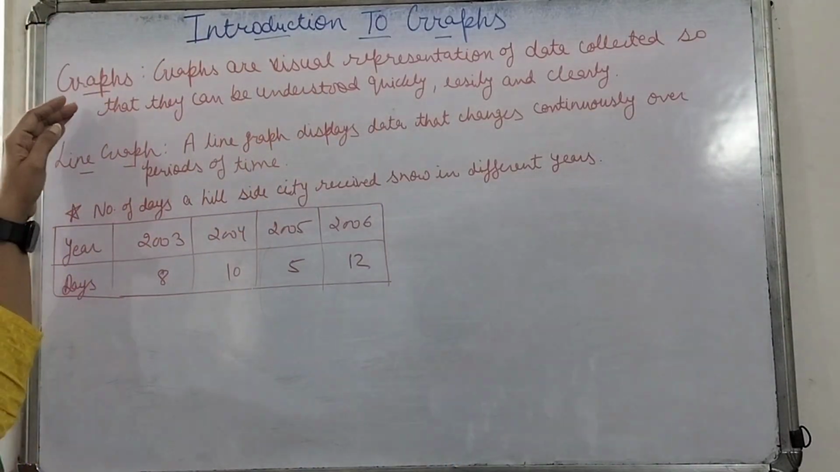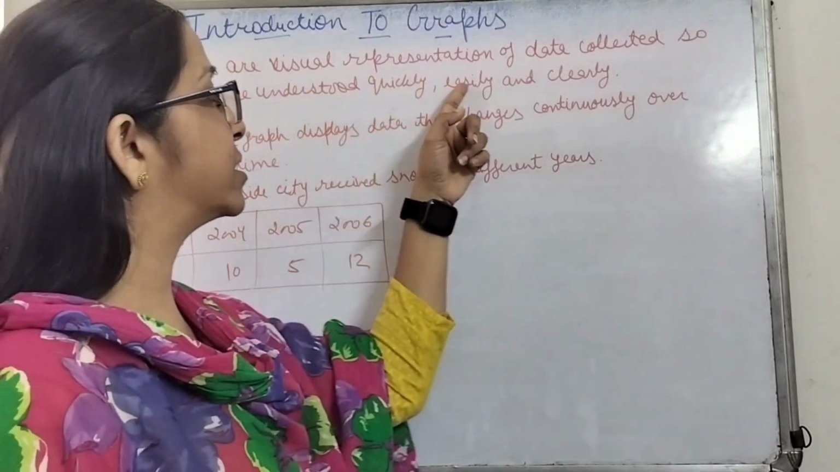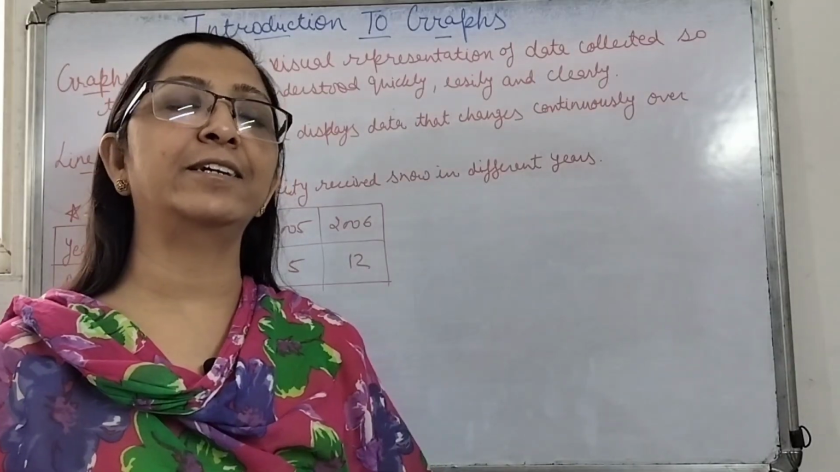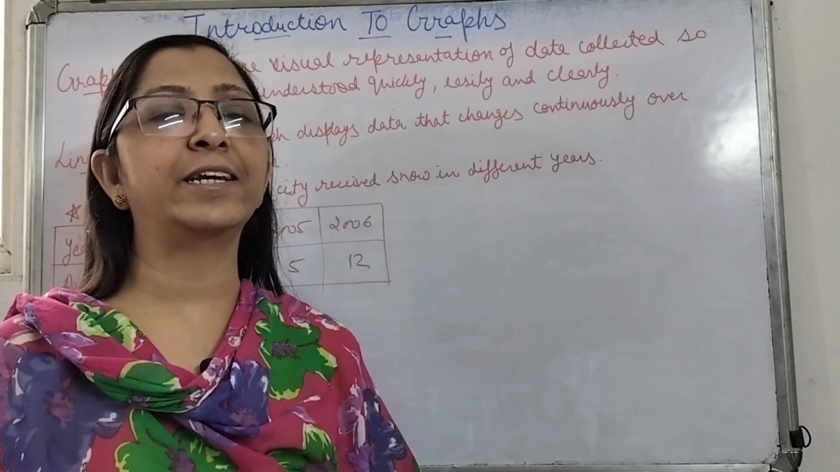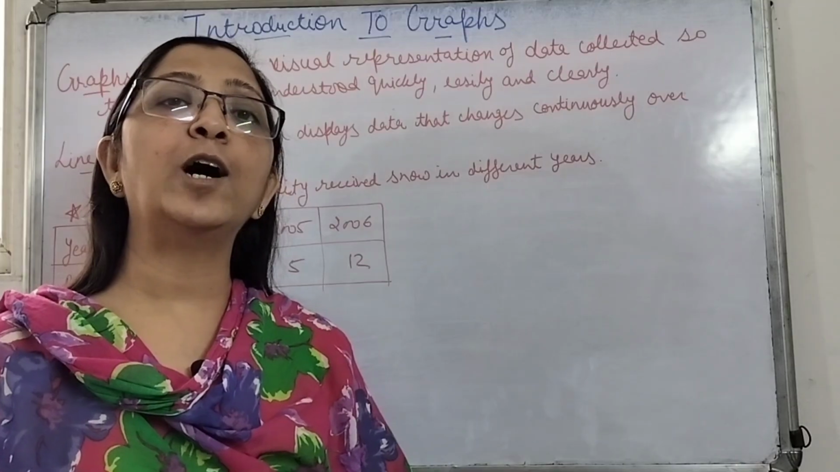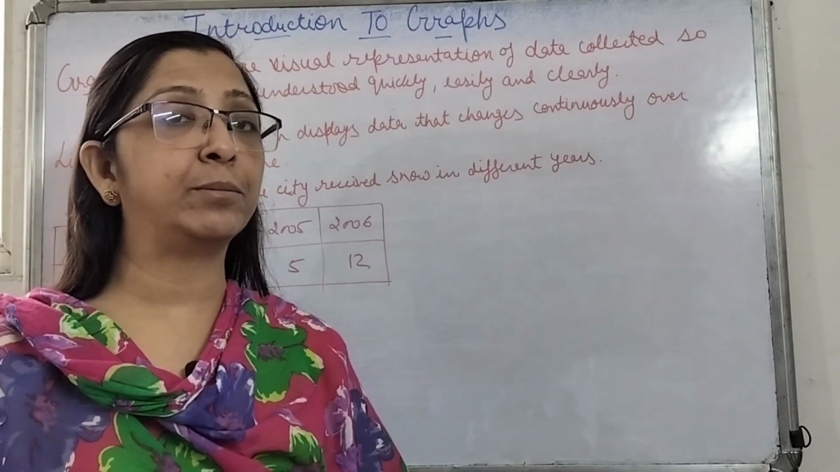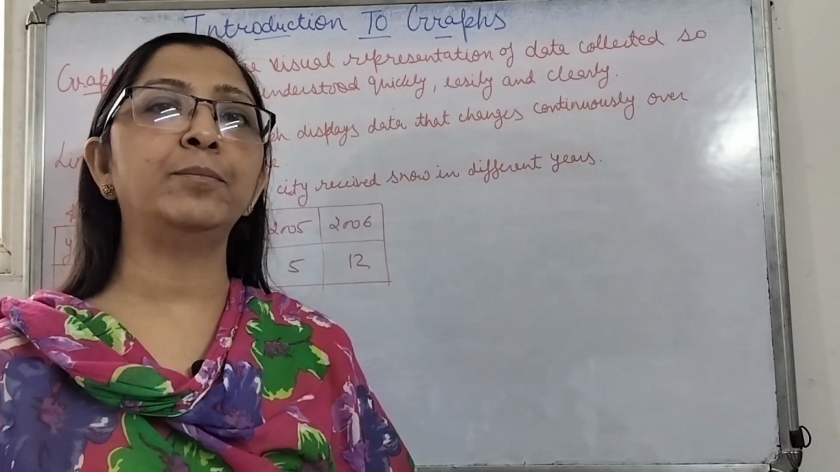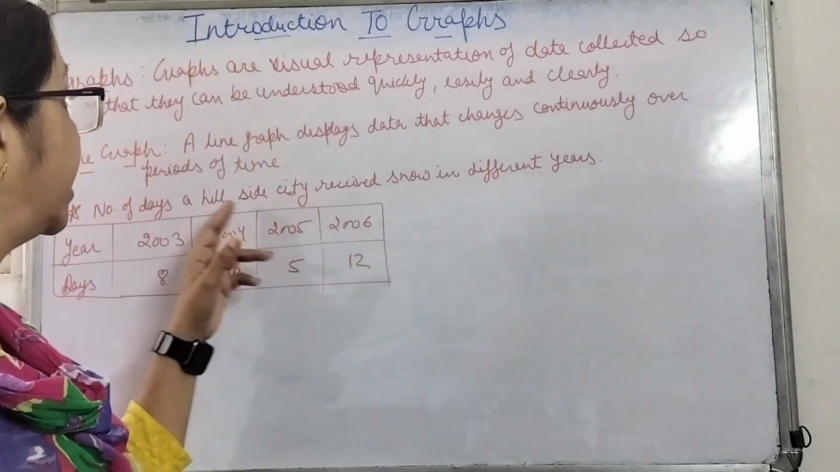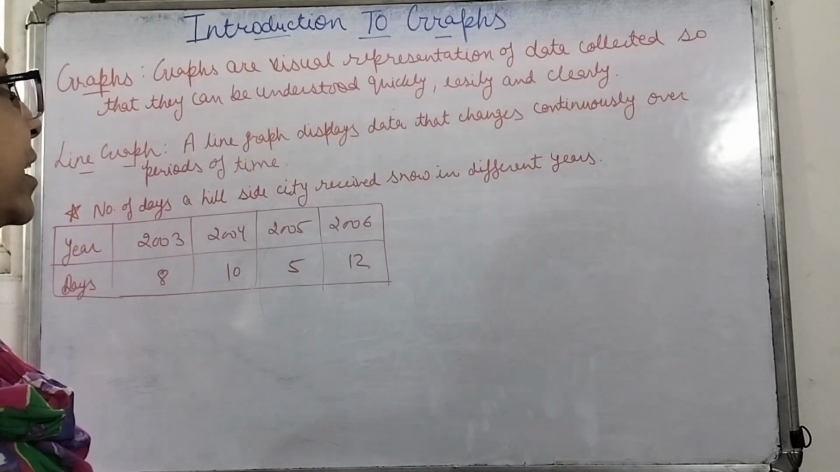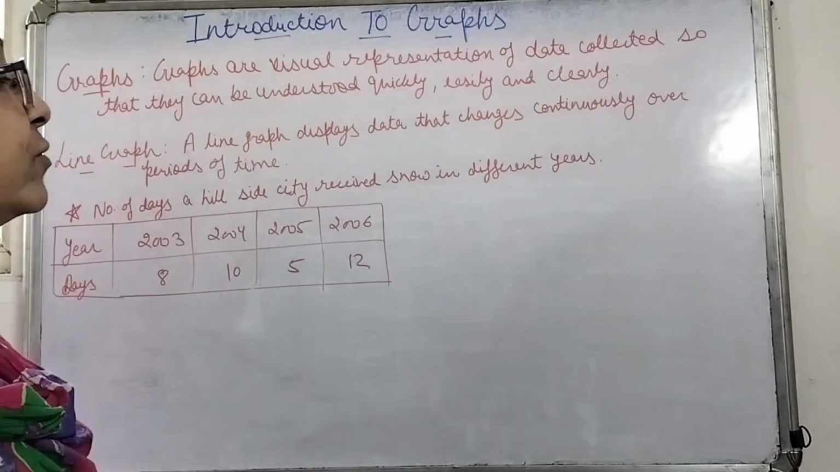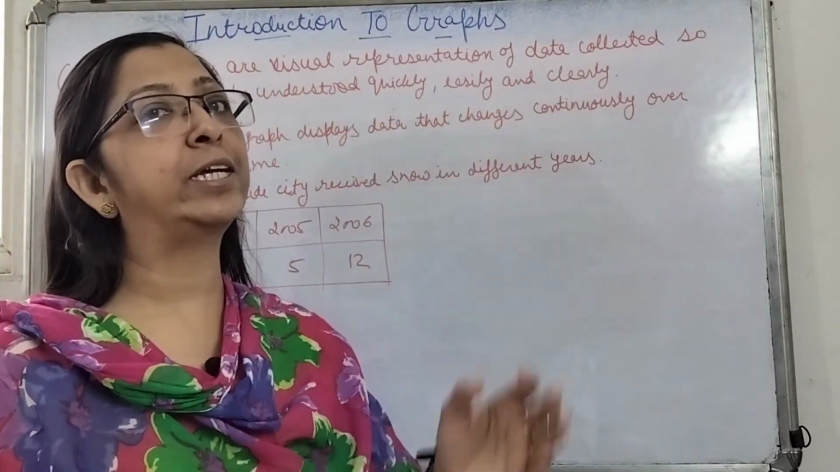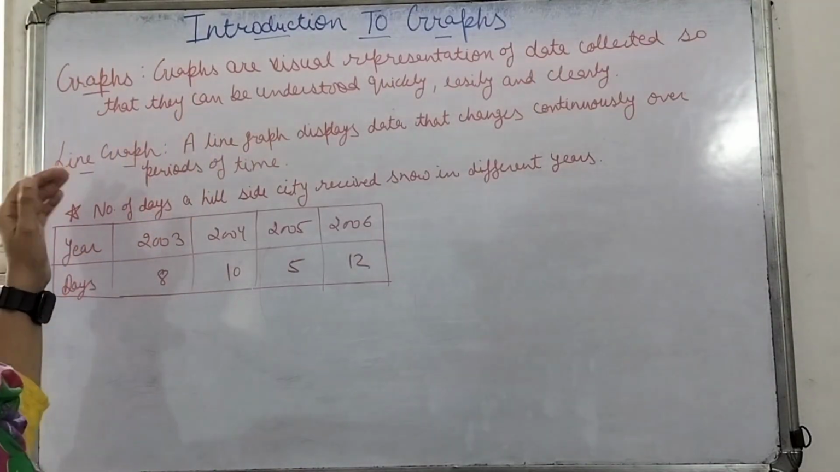So first of all, let's understand what are graphs. Graphs are the visual representation of data collected so that they can be understood quickly, easily and clearly. In the video on data handling, we have learned what is data and how we can represent the given data in the form of tables and in the form of graphical representation like bar graph, double bar graph and the pie chart. So here in this video, we will be learning how we can represent the data using line graphs. Whenever we are representing any data graphically, we can understand it very quickly, very easily and very clearly.